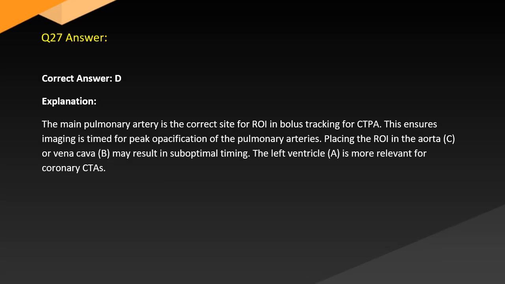Answer. Correct answer: D. Explanation. The main pulmonary artery is the correct site for ROI in bolus tracking for CTPA. This ensures imaging is timed for peak opacification of the pulmonary arteries. Placing the ROI in the aorta, C, or vena cava, B, may result in suboptimal timing. The left ventricle, A, is more relevant for coronary CTA.